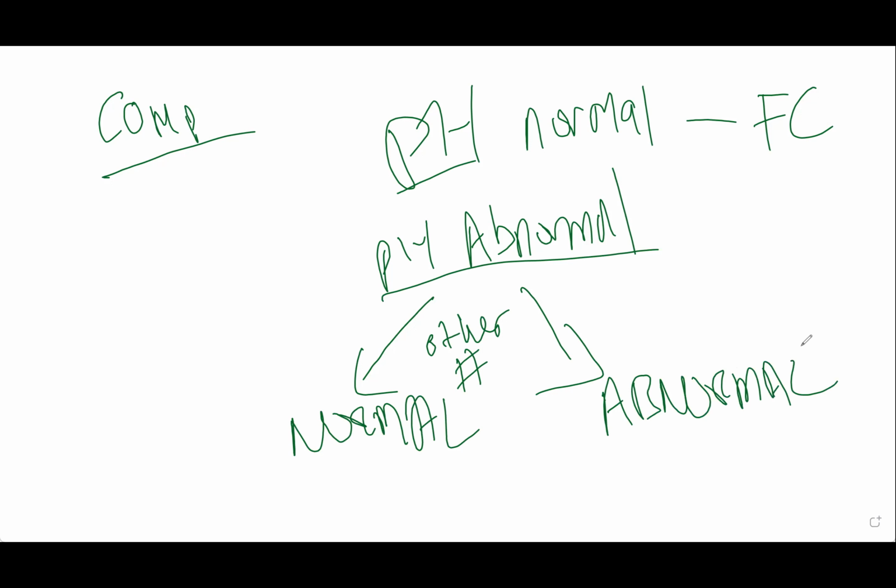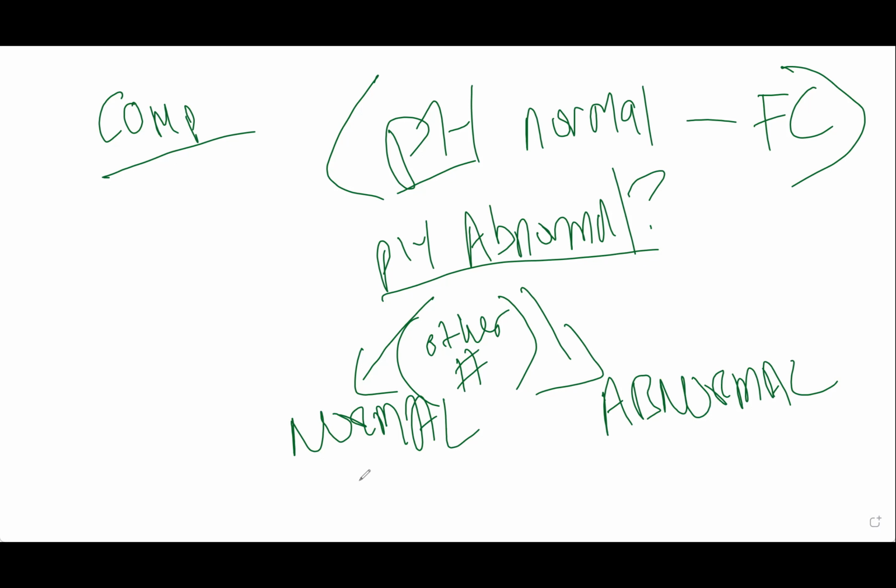This flowchart's not perfect, but we have what's the other number, right? Because the pH is abnormal, so we know we don't have full compensation. This one is always full compensation, or it's just a normal ABG. But otherwise, pH abnormal, and you have to look at the other number. And if that other number is normal, it's what?